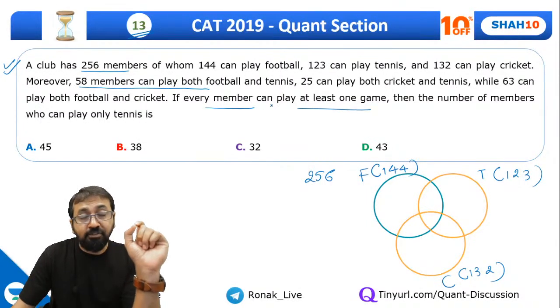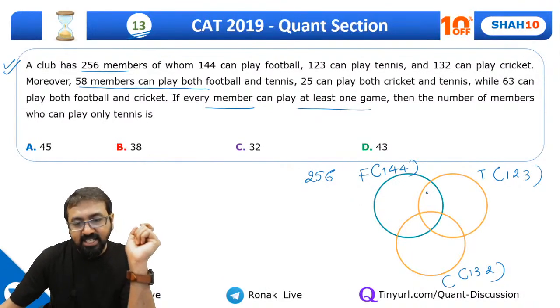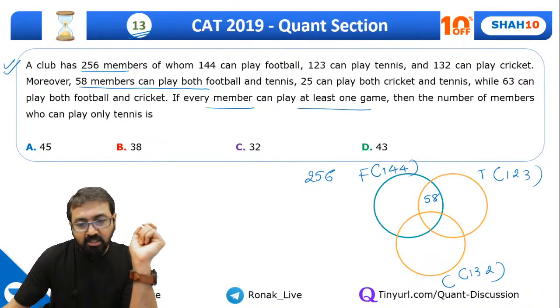Now look at this one, 58 members can play both football and tennis. They are not saying 58 members play only football and tennis. Had it been only football and tennis, then it would have been this one. But here they are saying 58 play football and tennis. That means this complete intersection of football and tennis is 58. So let's assume this as x. So this will be 58 minus x.